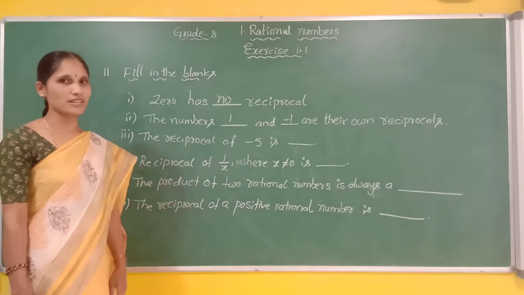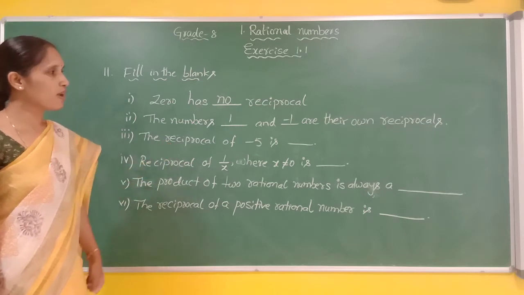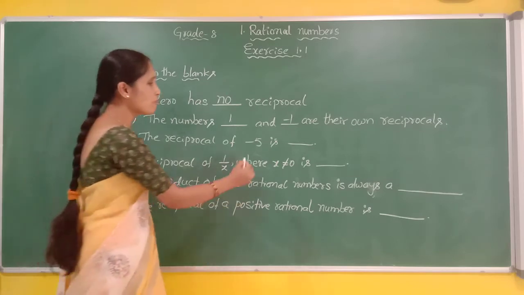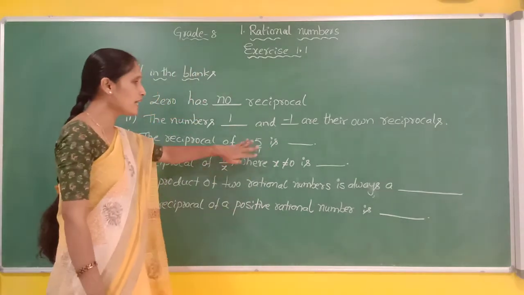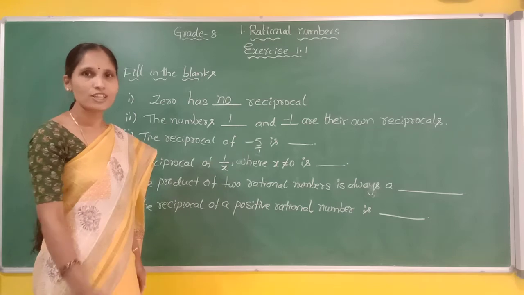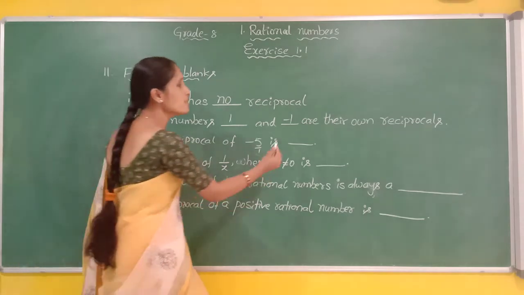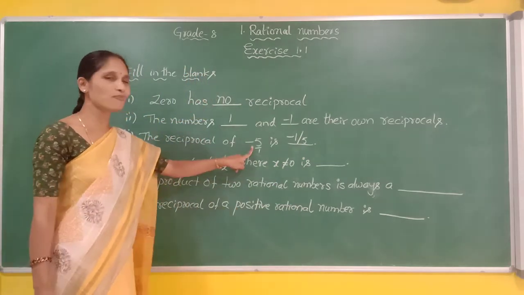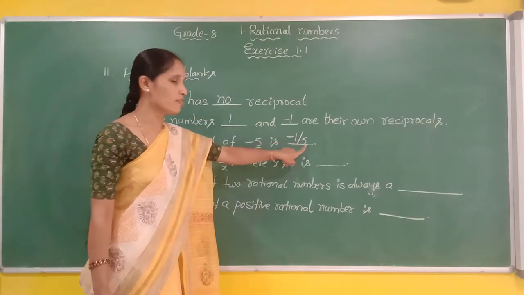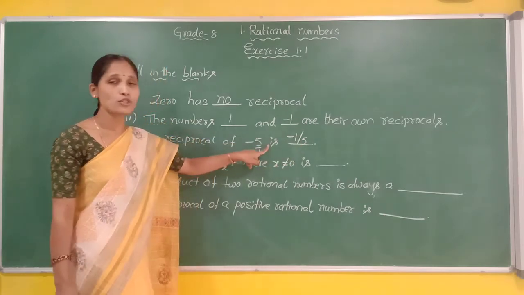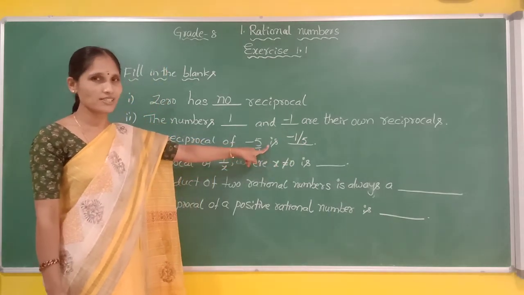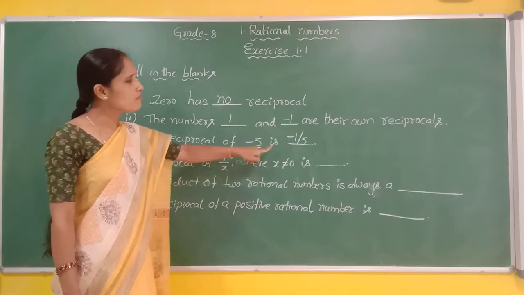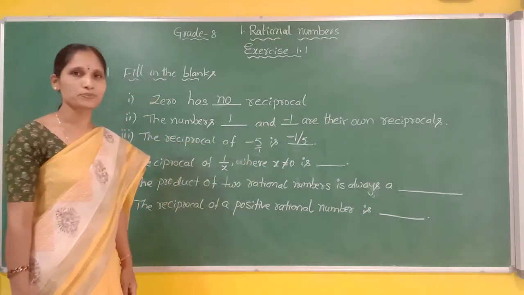Yes. Next one. The reciprocal of minus 5. Actually minus 5 in the sense minus 5 by 1. Interchange the numerator and denominator. You will get the reciprocal of the given number. What is the answer? Minus 1 by 5. Remember that children, when you write a reciprocal, you should not change the sign. Okay. Reciprocal of minus 5, that means 5 by 1, that is minus 1 by 5.